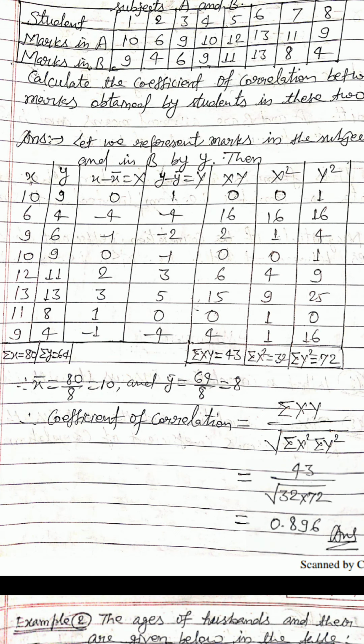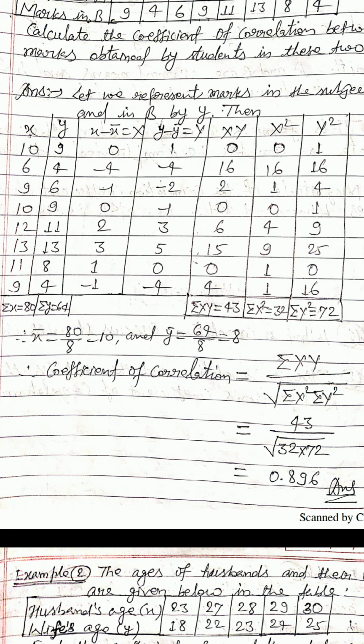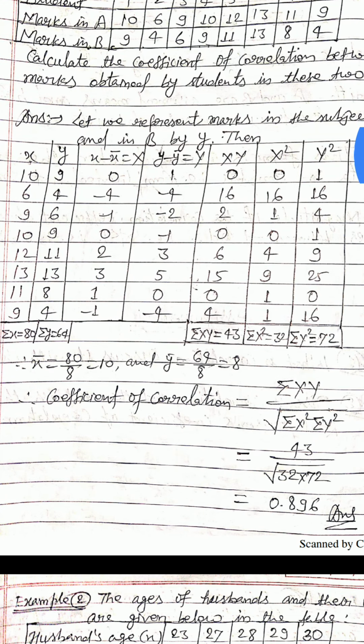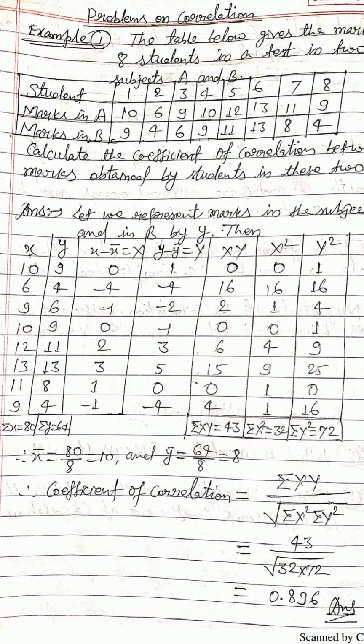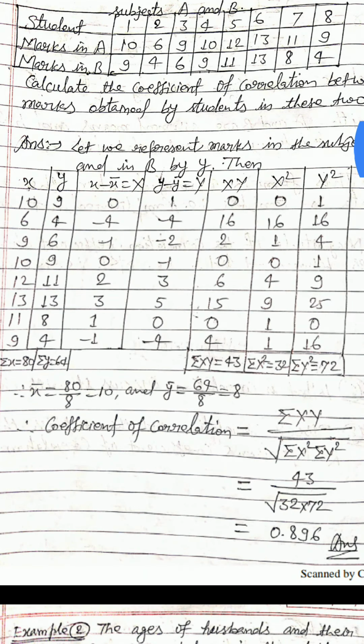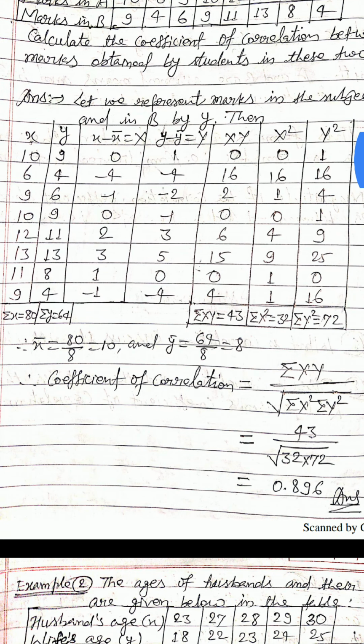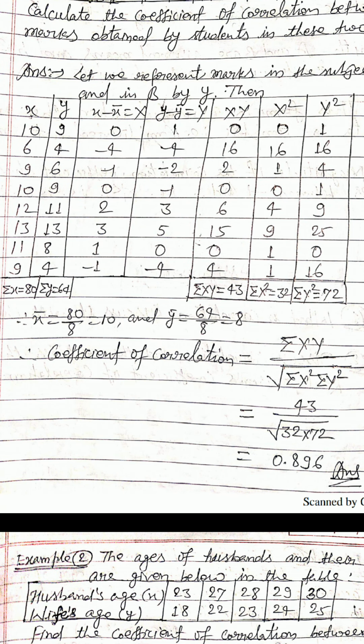Capital X is X minus X bar, and capital Y is Y minus Y bar. What are X and Y? Small x is the marks in subject A, and small y is the marks in subject B. So by the use of the given table we make a new table, and then we find the products XY, X square and Y square, and then finally we check the final values.